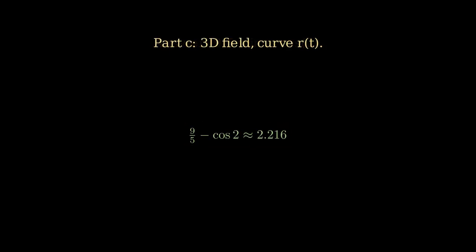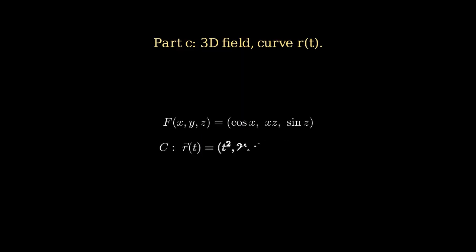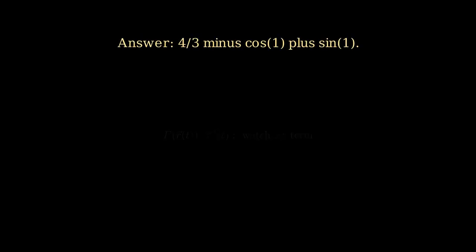Part C. Evaluate the line integral of F dot dr, where F of x, y, z equals cosine x, xz, sine z, and C is r of t equals t squared, 2t, t cubed for t between 0 and 1. Same method: substitute, differentiate, dot, integrate. Watch carefully for the z component interacting with x in the field. That's a common point where terms get mixed up. The answer is 4/3, minus cosine of 1 plus sine of 1, approximately 1.635.